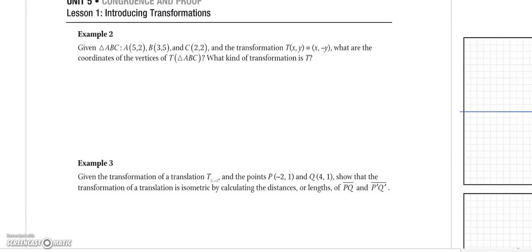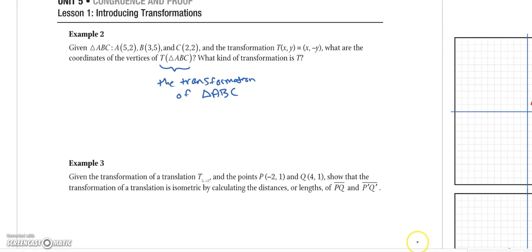Okay, example 2. We have a triangle now, so not just one point. Triangle ABC with the following coordinates, and I have a transformation T, and it results in x, negative y. So what this means is x is going to stay the same, y is going to be the opposite. It's going to turn negative. So what are the new coordinates of the vertices of the transformation of ABC? So this means the transformation of triangle ABC. So basically, what happens after the transformation is made?